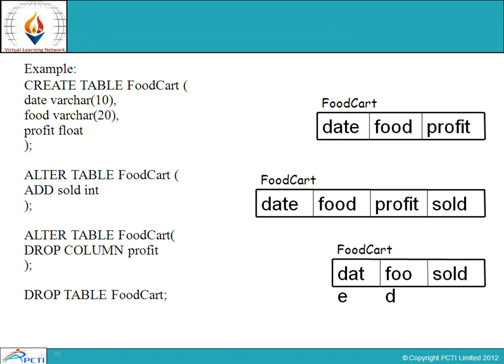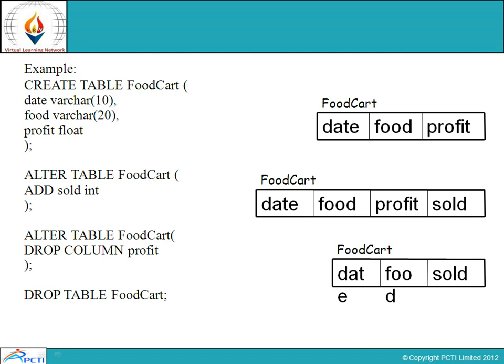the column name date with the data type varchar, that is, varying size 10, and food, varchar with varying size 20, and profit, float. Finally, these three are the columns considered in this table, then close the braces and add a semicolon. If you run this query, you will get this structure of the food chart. It just creates a table structure with the headings of these three column names.